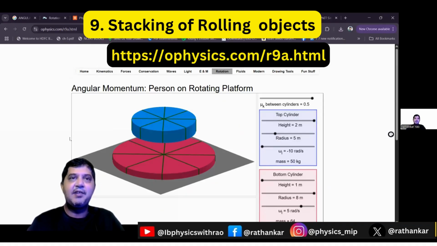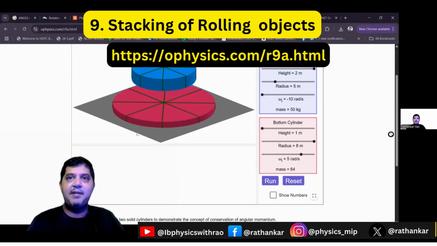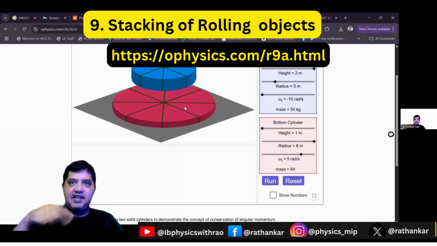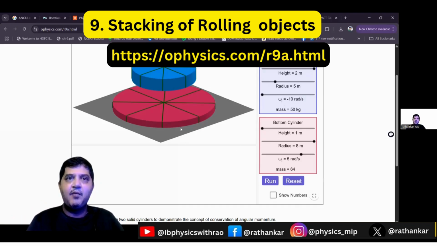Okay, now how does it work? Angular momentum of a person on a rotating frame. Let me run this. Initially, the top cylinder has a height of 2 meters, radius 5 meters, omega initial minus 10. Minus 10, which means what? It's moving in the opposite direction, or maybe in the clockwise direction. The bottom cylinder has a height of 1 meter, much smaller, radius 8 meters, much larger, and omega initial is equal to plus 5. Here it was minus 10, it's plus 5 over here, and the mass is 64, and here the mass is 50.